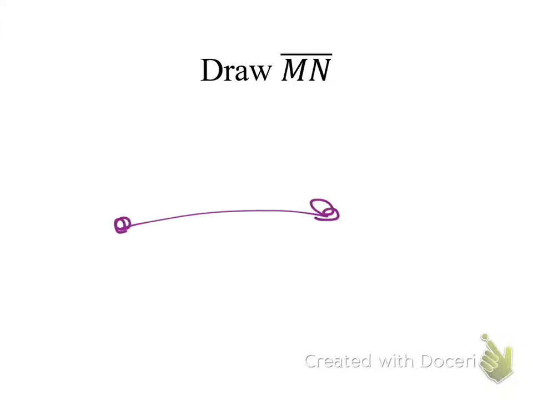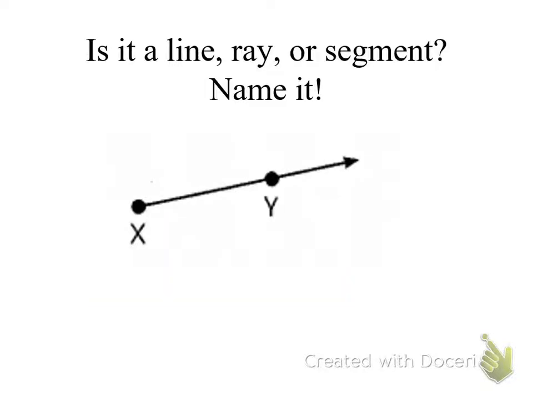All right, so you should have a line with 2 endpoints. That's it. Next one, you're going to write on your board. You're going to tell me if it's a line, ray, or segment, and then you're going to name it. You do both sometimes.